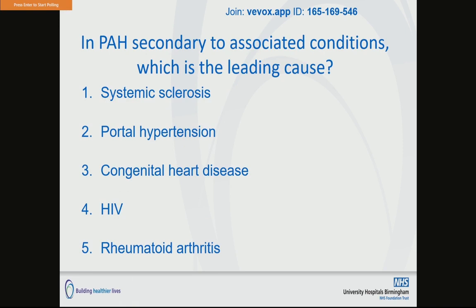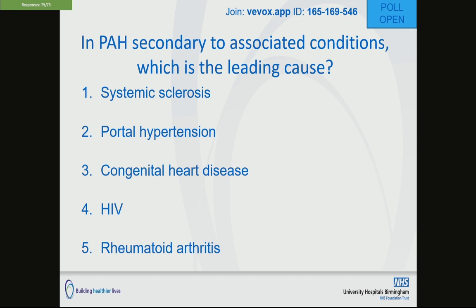Okay, so question 2. So, in pulmonary arterial hypertension secondary to associated conditions, what is the leading cause? So 1, systemic sclerosis, 2, portal hypertension, 3, congenital heart disease, 4, HIV, 5, rheumatoid arthritis. Let's just see whether you've been listening.